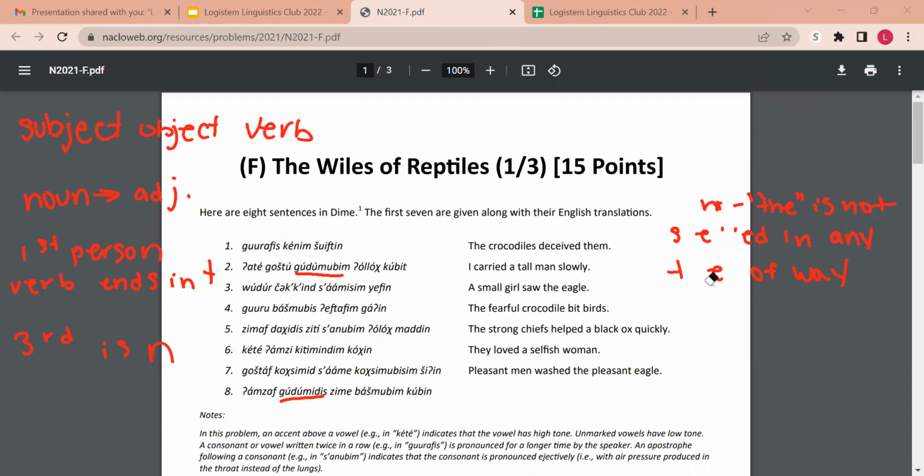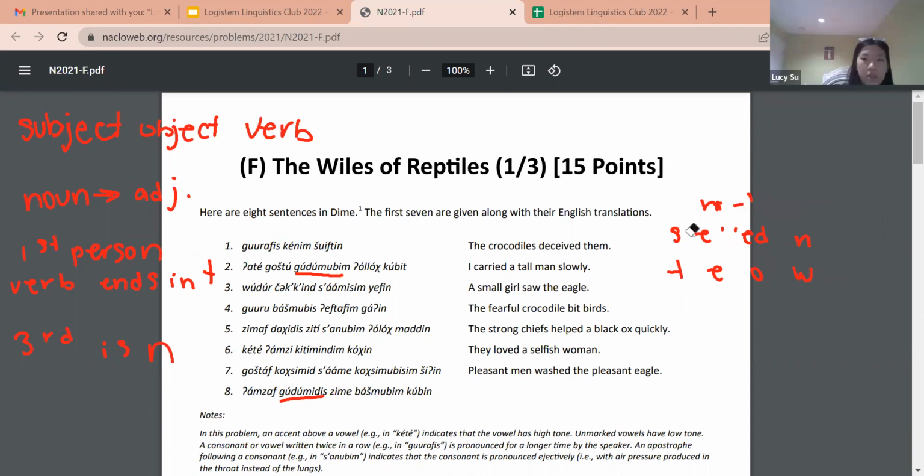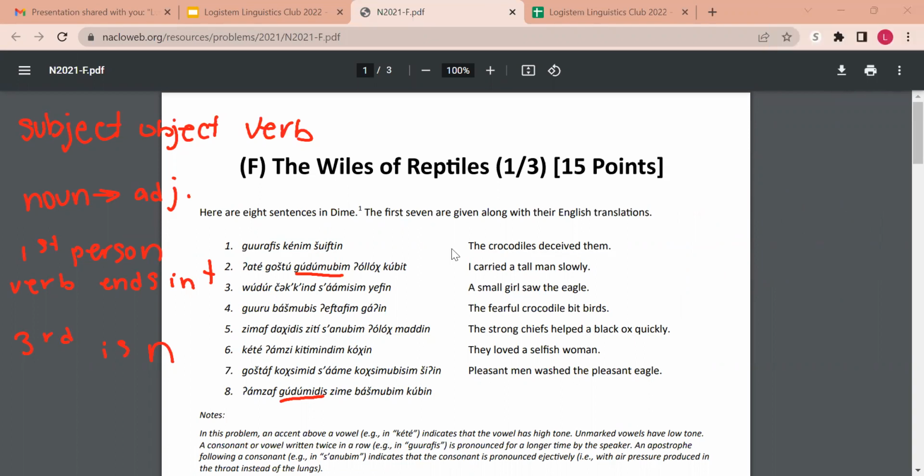Is the willies of the reptiles supposed to be the language of the reptiles? Oh. Yeah, that's just the name of the problem because down below there's some phrases that are related to it. Okay, thank you.